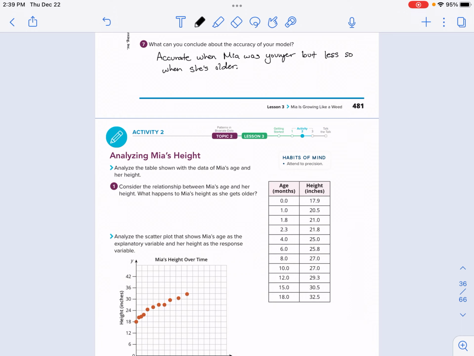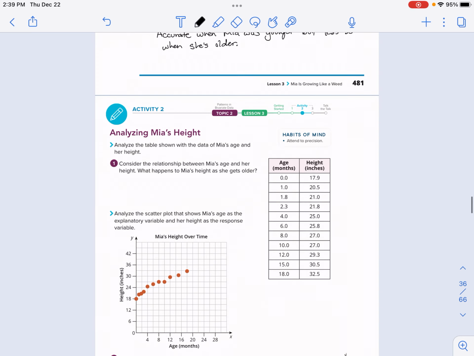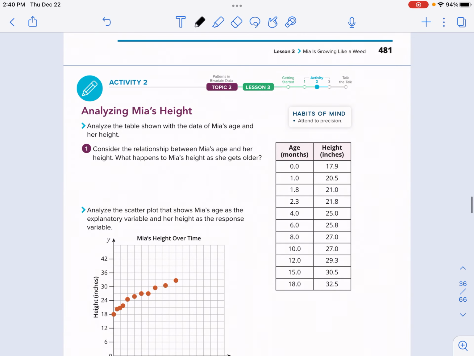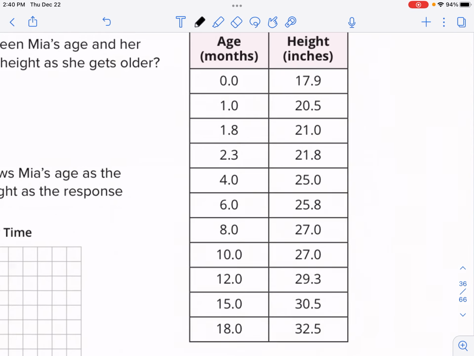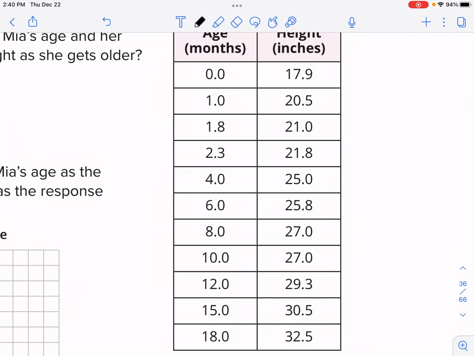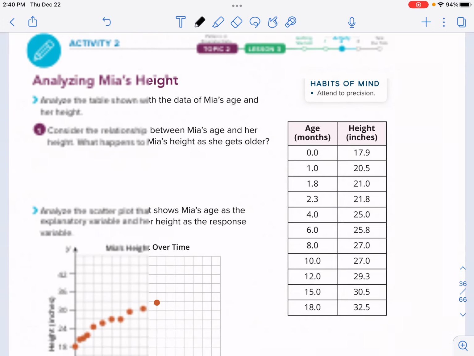All right, anyways, so we talked about weight, and now we're going to go to height here, and we have data values to model that. So on page 242, number one says consider the relationship between Mia's age and her height. So what happens to Mia's height as she gets older? So as you can see, right, as she gets older, all these are increasing. What can we say about her height? Is it increasing, decreasing? Yeah, she's getting taller, right? She's getting taller because she's aging.